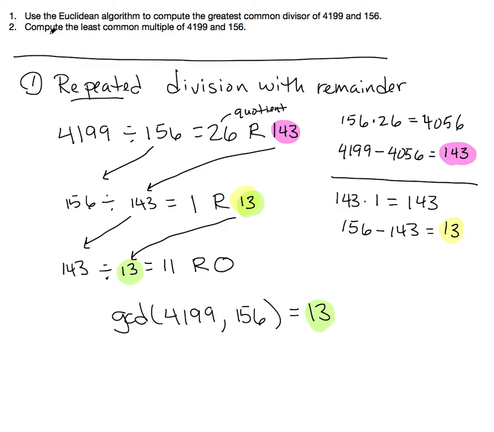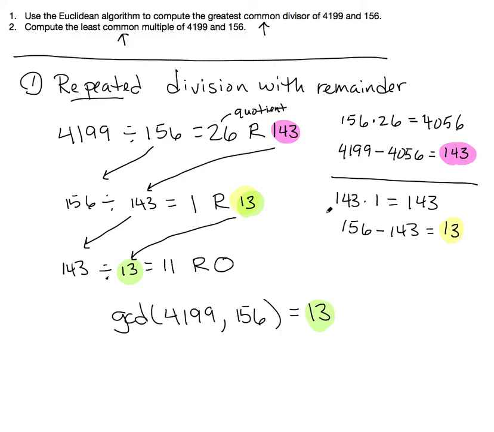Okay, so let's move on to the second part. Now we want to compute the least common multiple of these two numbers. And remember, in both of these problems, we're looking at common. That means what they have in common, what's the overlap between the numbers that we have. Here we're looking at multiples of these two numbers. We want to know which multiples they have in common, and then what's the smallest one. So we're looking for the smallest positive multiple that both of these numbers have.